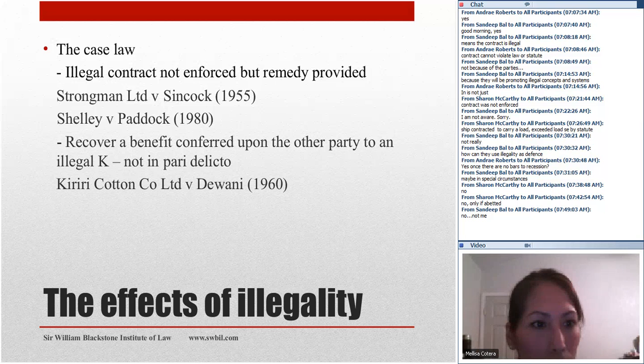We are going to see here cases, and the first two cases are related to when illegal contracts are not enforced, but a remedy is provided. Okay? In the first case, Strongman Limited versus Sincock, the defendant employed a firm of builders to modernize his house. He promised to get the necessary licenses, without which it was illegal to do the work, but he only got licenses for part of the work and refused to pay for the rest on the ground that the contract to do it was illegal.